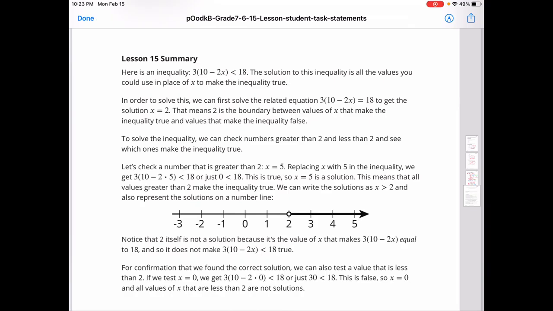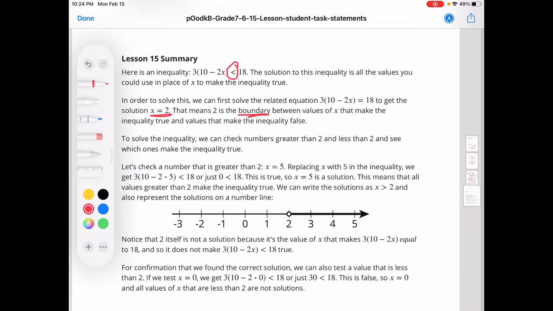So if you look at your summary, it's telling you that there are different ways to solve inequalities. So one way would be to write it as an equation first, and then that gives you your boundary. So your boundary tells you what number on your number line that you will have your circle at. So, for example, for this problem, they got x is equal to 2, so their circle was at 2, and the inequality symbol did not have the or equal to, so that tells them that their circle is left open. So now to solve the inequality, they would check a number that's greater than 2 and a number that is less than 2, and see which one makes it true.